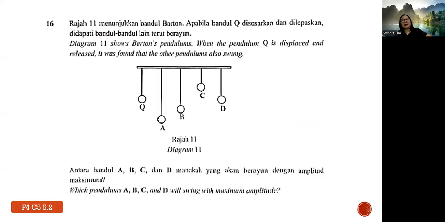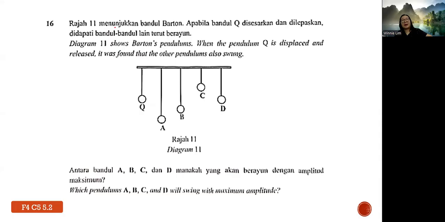Okay, then move on, number 16. Diagram 11 shows bottom pendulums. When the pendulum Q is displaced and released, it was found that the other pendulum also swings. Now, which pendulum A, B, C, or D will swing with maximum amplitude?